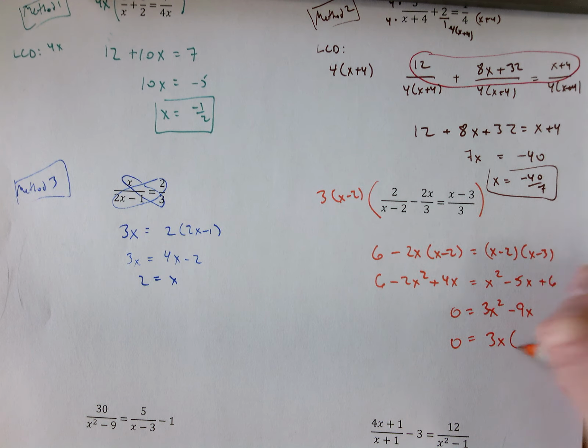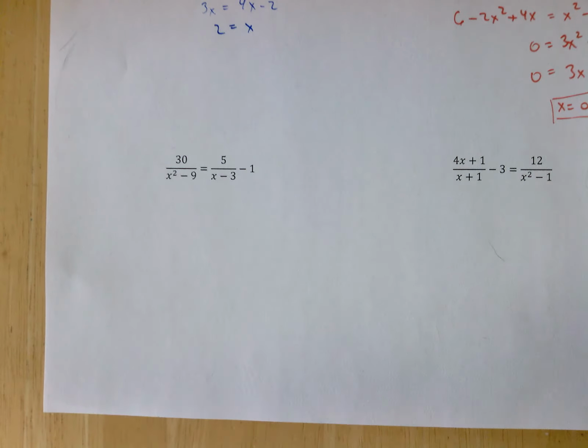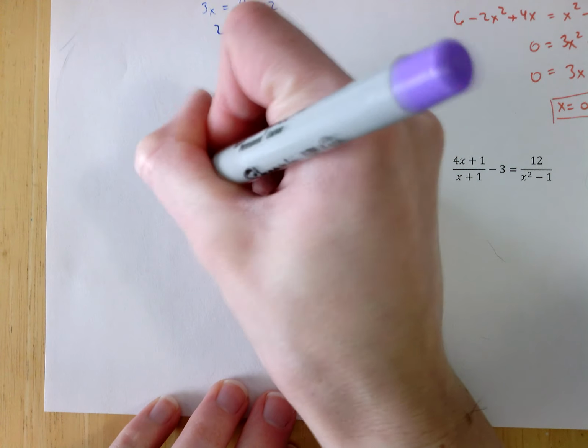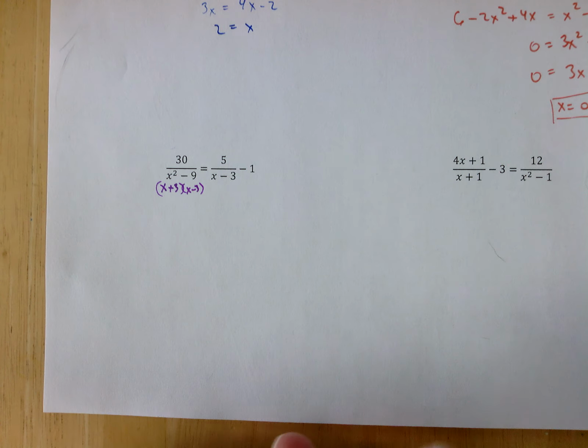Okay, let's take a look at this next one. So, yeah, I'm just really having trouble with spacing things out today. There we go, that works. Okay, so this guy right here. So this I know factors to x plus 3 times x minus 3. So I'm going to kind of make a note of that to myself.